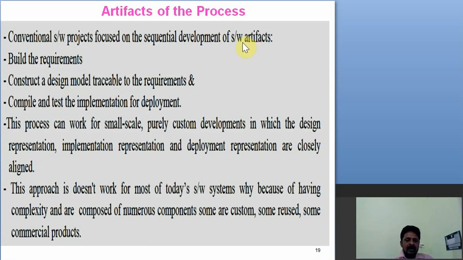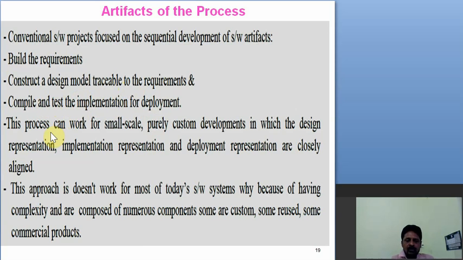Next, build the requirements. First, we will build the requirements. This is the first step. Second, construct a design model traceable to the requirements. Once you build the requirements, you construct a design model traceable to the requirements, and then compile and test the implementation for deployment. So after creating a design model, if it is traceable to the requirements, then write the code and test the implementation for deployment.